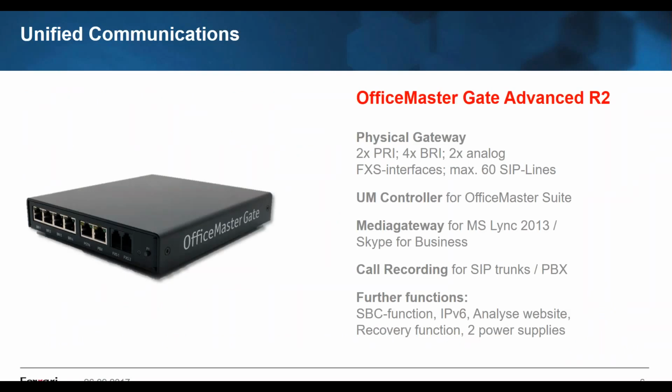Okay, then on page 6, I want to go shortly through some important products of the OfficeMaster Gate family. There we have the OfficeMaster Gate Advanced. It's our newest product in this family. It is a physical gateway. It has up to 4 PRI interfaces, 4 BRI interfaces, and 2 analog interfaces. And it supports also up to 60 SIP connections.